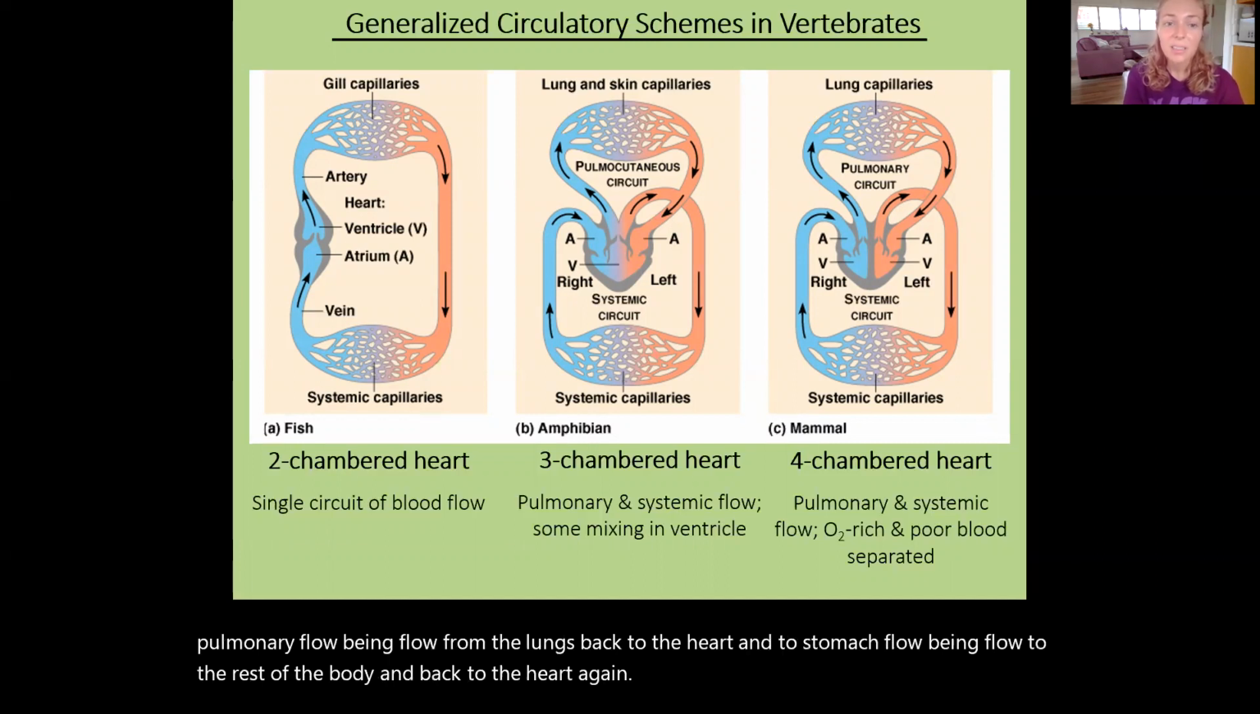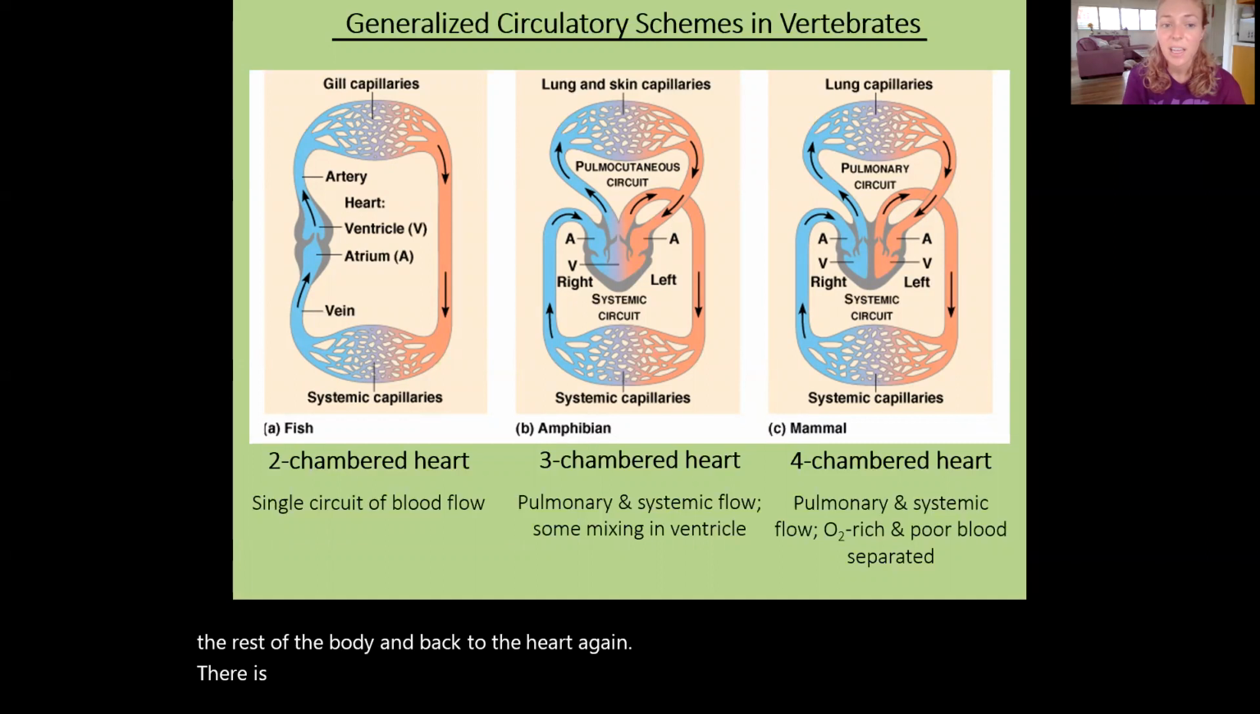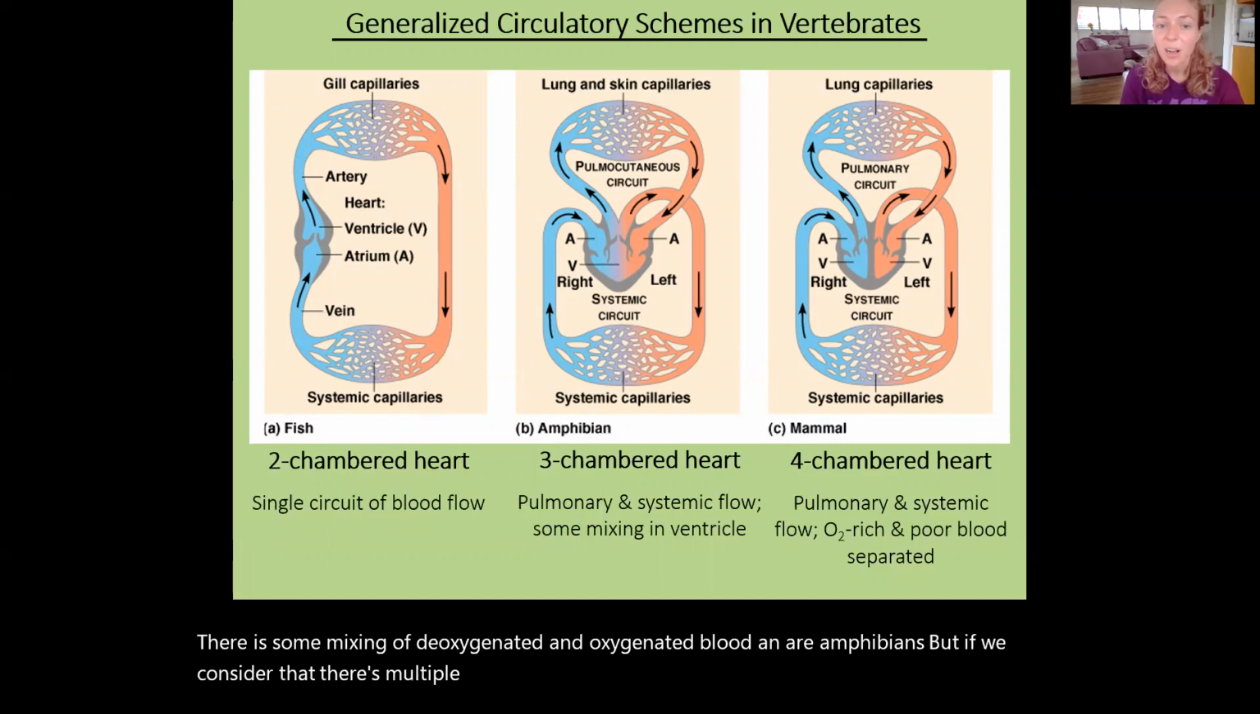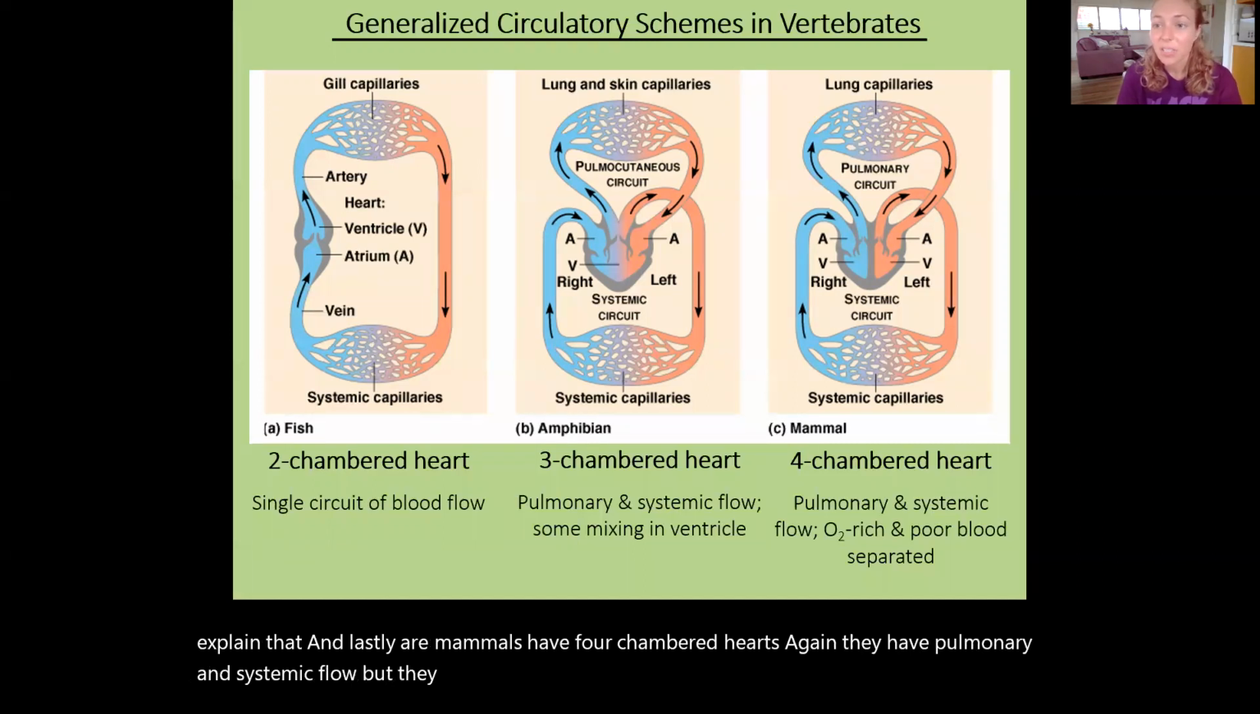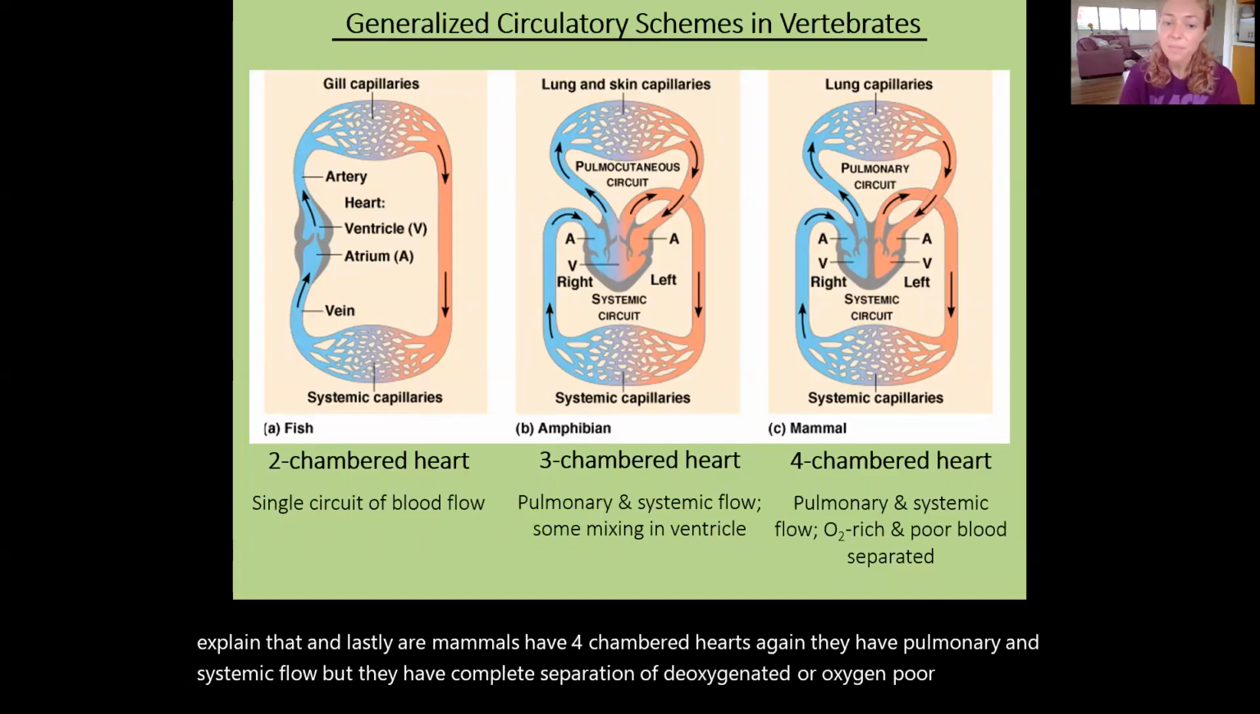There is some mixing of deoxygenated and oxygenated blood in our amphibians. But if we consider that there's multiple ways for them to acquire oxygen and respire, that might help to explain that. And lastly, our mammals have four-chambered hearts. Again, they have pulmonary and systemic flow, but they have complete separation of deoxygenated or oxygen-poor blood and oxygen-rich blood.